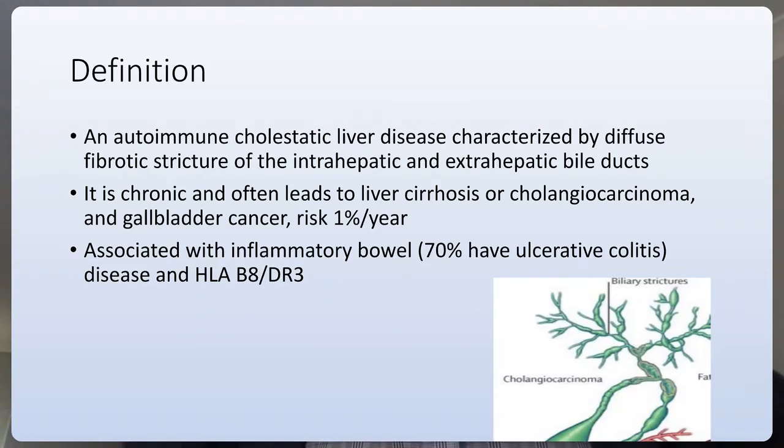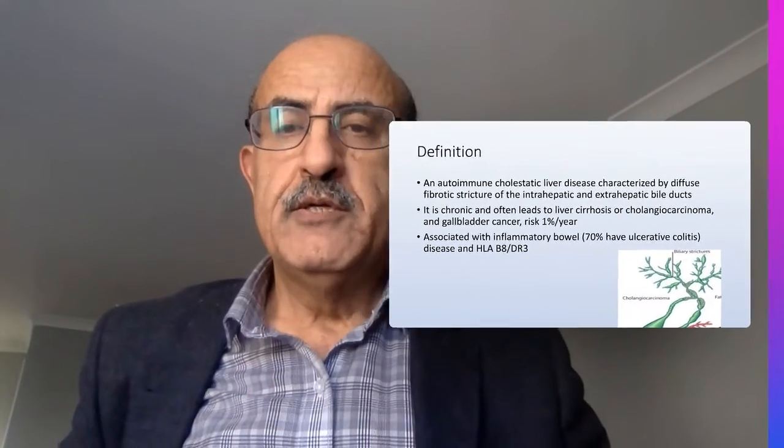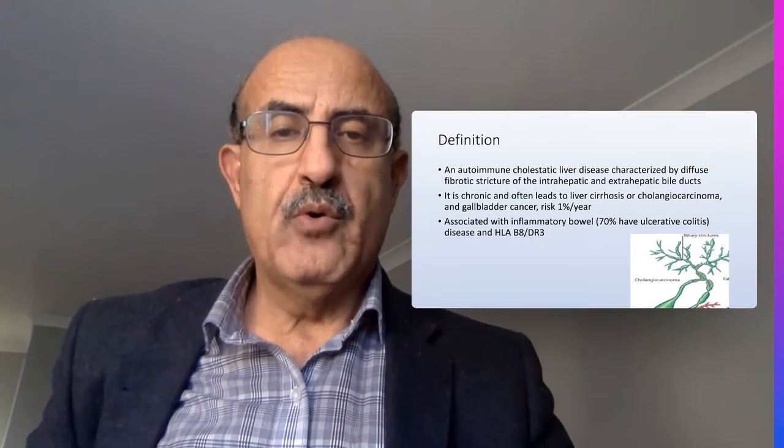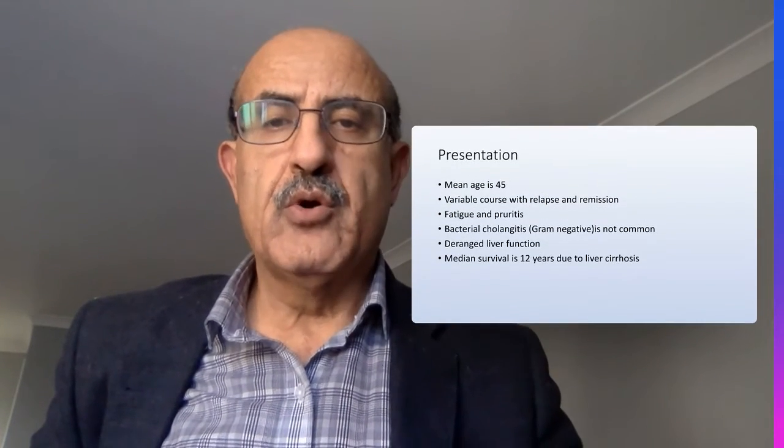The disease is autoimmune, so it's associated with other autoimmune inflammatory problems, such as inflammatory bowel disease, in particular ulcerative colitis. 70% of them will have ulcerative colitis of different severities. It's also related to the HLA antigen, which is B8DR3. So that's the definition of the disease and the likely course of it.